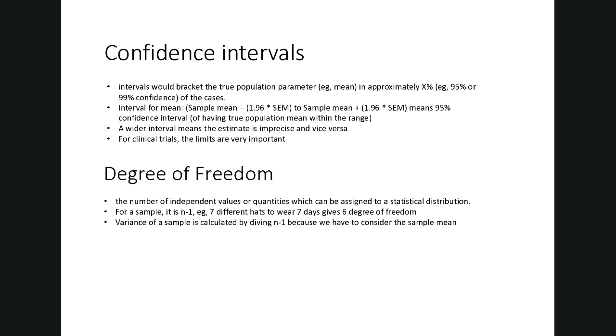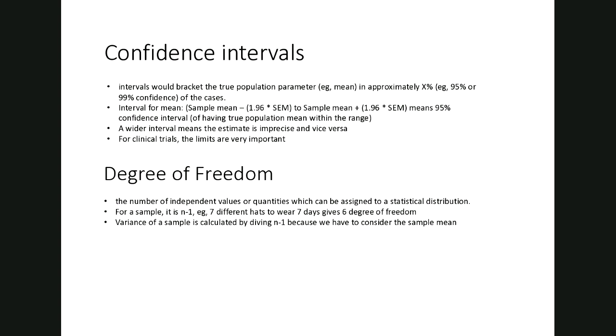So this confidence interval is giving you that kind of a measure. And degrees of freedom is one. It's like, if I give this example, it will be clear. If there are 7 hats to wear in 7 days, how many choices can you make? You can basically make 6 choices, because on the last day you don't have any choice. But if you have 7 hats, then there are 6 degrees of freedom.